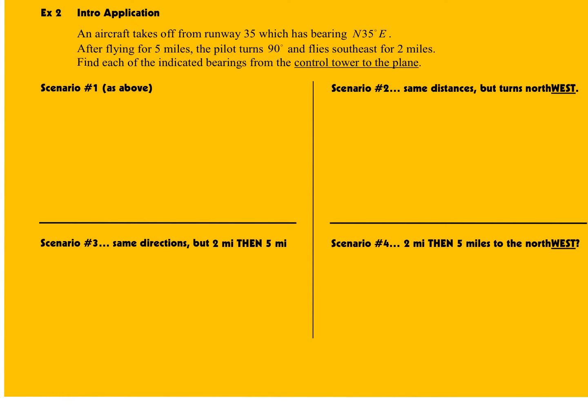In the very first scenario, we are going to have a pilot, an aircraft, that's going to be traveling on a bearing of north 35 degrees east. We know this angle has to be from a vertical, so the first thing we're going to do is draw the vertical. And then we want to draw in a path of travel that goes to the northeast.